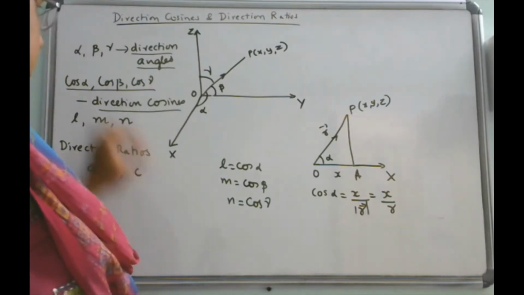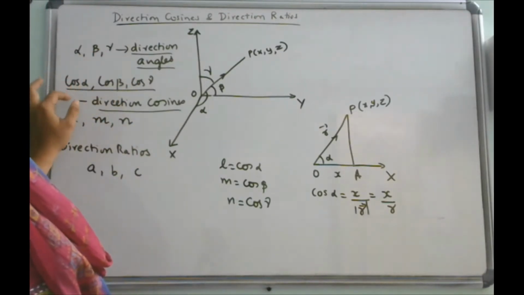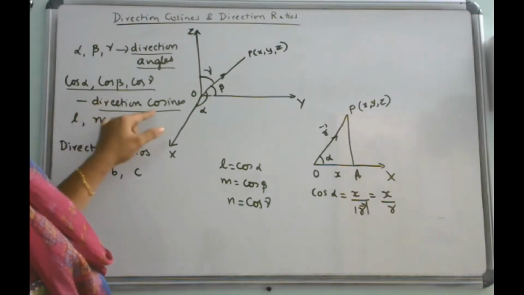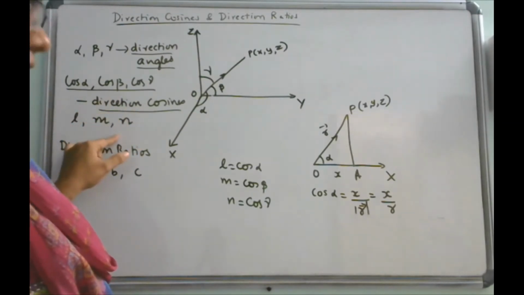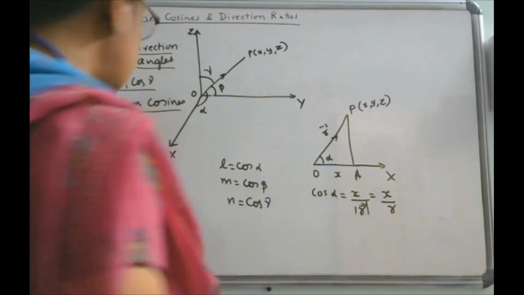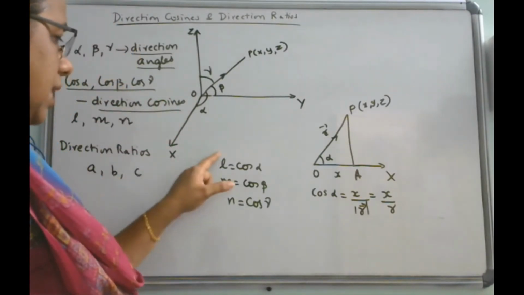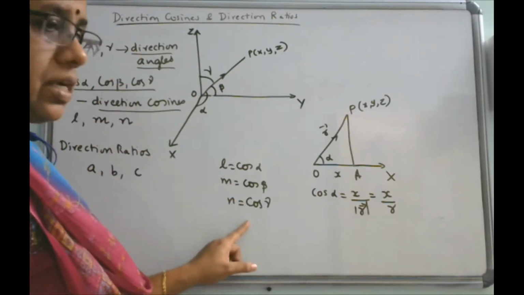So I have told that alpha, beta, gamma are the direction angles, cos alpha, cos beta, cos gamma are the direction cosines denoted by L, M, N, and the direction ratios are A, B and C. So L is equal to cos alpha, M equal to cos beta and N equal to cos gamma.